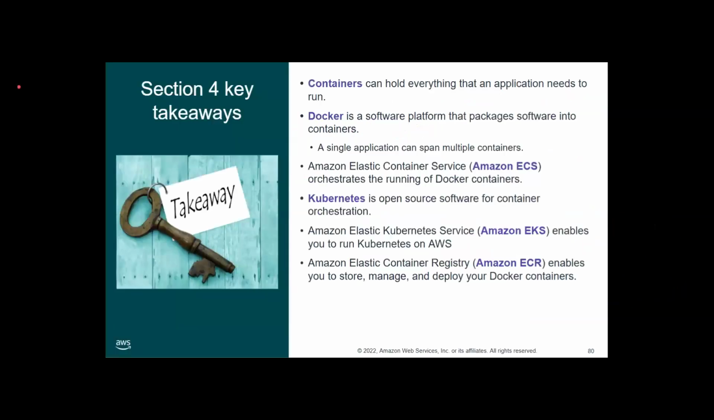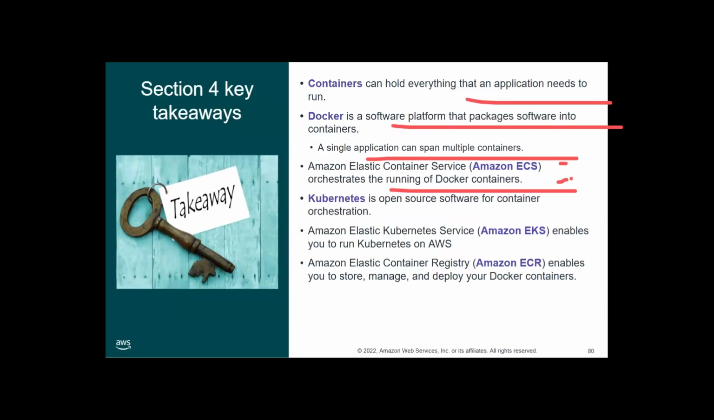Coming to the end of this section, containers can hold everything that an application needs to run, and Docker is a software platform that packages software into containers. Single applications can span multiple containers. Elastic Container Service orchestrates the running of Docker containers, and Kubernetes is an open source software mainly for container orchestration. And EKS enables you to run Kubernetes on AWS. An Elastic Container Registry enables you to store, manage, and deploy your Docker containers.